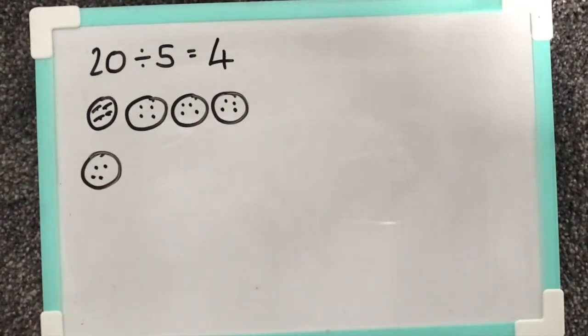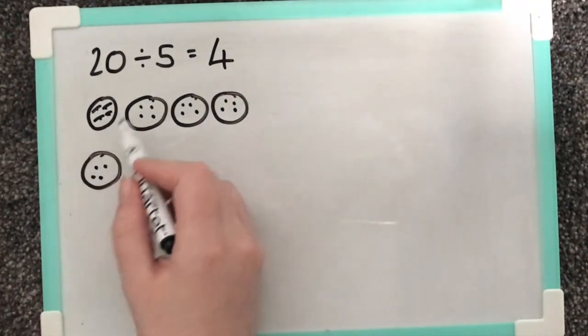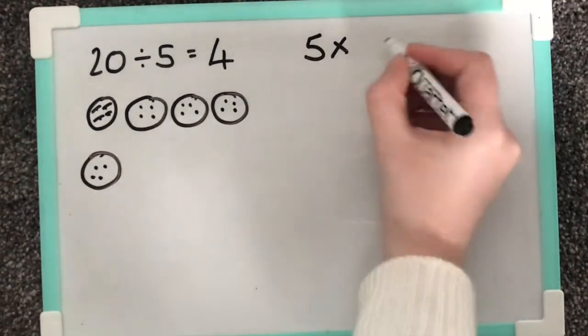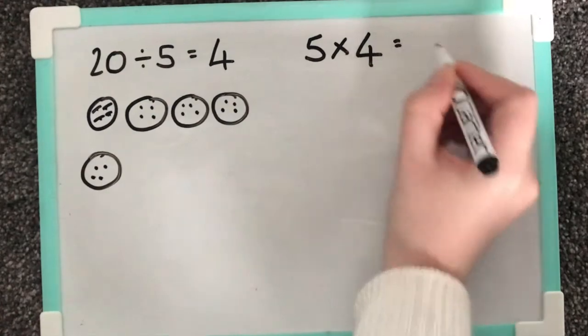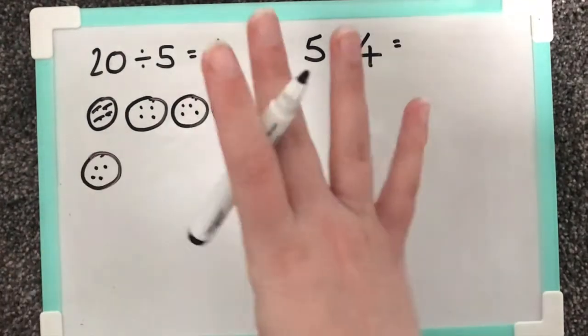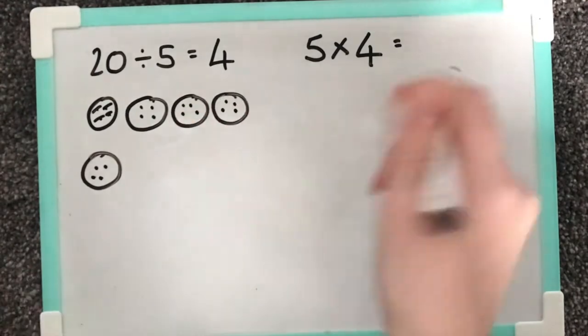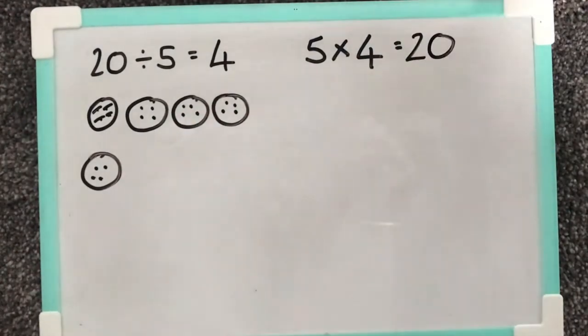And now we can write the inverse. We have got 1, 2, 3, 4, 5 groups, and there are 4 dots in each group. Let's count in 5s 4 times. 5, 10, 15, 20. So the inverse would be 5 times 4 equals 20.